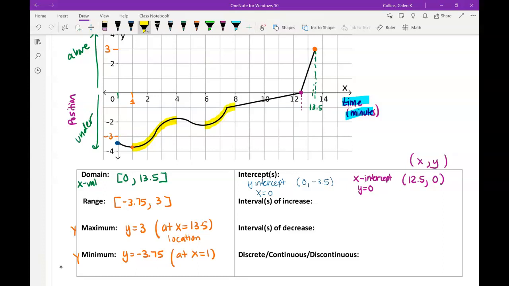Here it changes, but it's still increasing. The y values are getting greater. And then when I get to the point at about x equals 12.5, I continue to increase here. So everything I highlighted yellow is an interval of increase. And remember, we typically don't include the endpoints of the intervals in our interval notation. So just to help me, I'm going to draw dashed lines through where these intervals begin and end, to help me look at the x-axis.